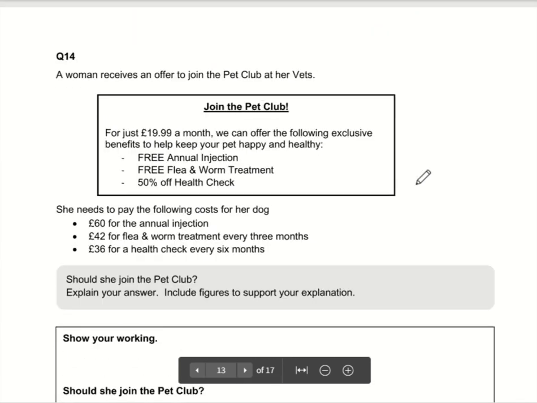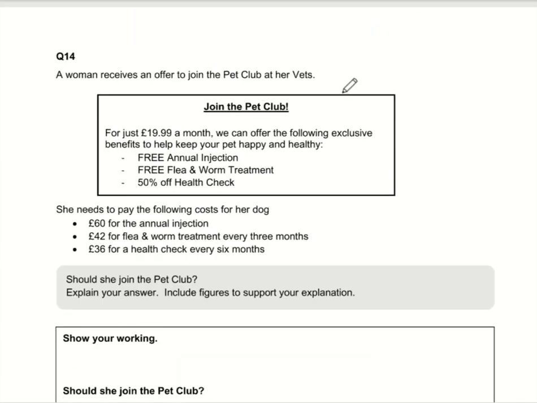Question number 14. So let's work it out if this person is a member. So it's £19.99 a month. So that is going to be £19.99 multiplied by 12, and that is £239.88.